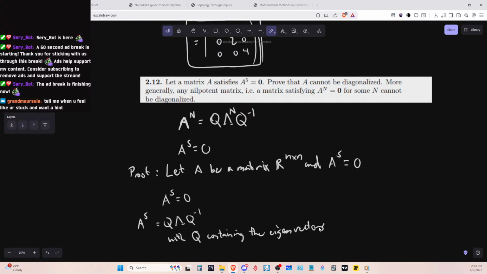This one is a pretty interesting problem, actually, because it's a proof-based problem.